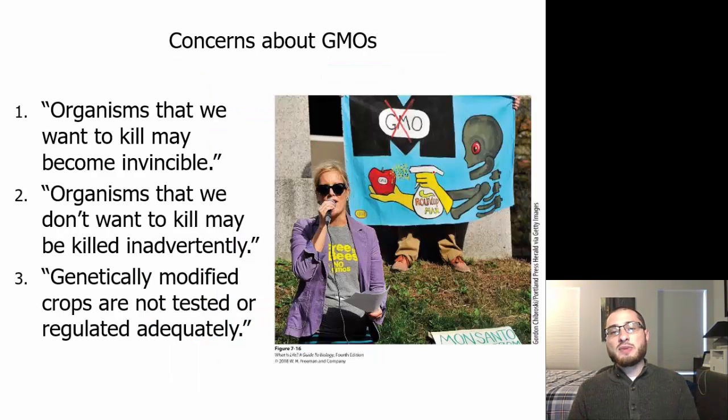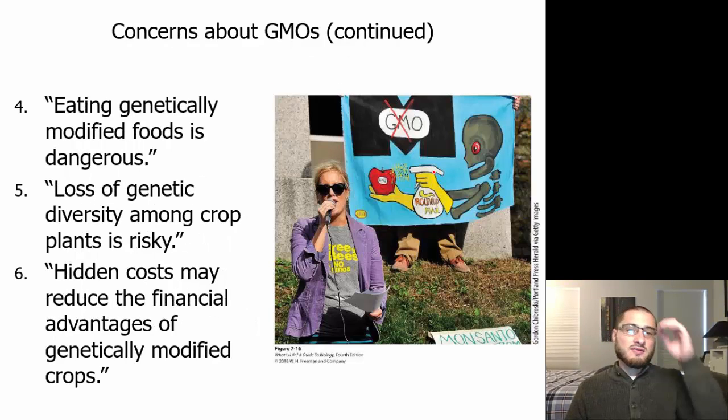So, some concerns about genetically modified organisms. They say organisms that we want to kill may become invincible eventually. Organisms that we don't want to kill may be killed inadvertently. Genetically modified crops are not tested or regulated adequately. Eating genetically modified foods is dangerous. Maybe it causes autism. Maybe it causes cancer. Loss of genetic diversity among crop plants is also risky for the ecosystem. Hidden costs may reduce the financial advantages of genetically modified crops.